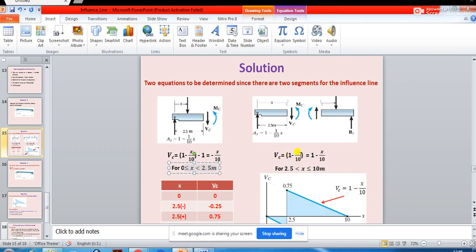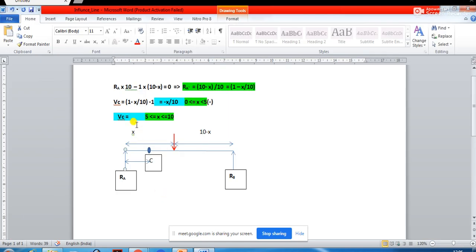If you observe this diagram, this is your reaction. So Vc is acting in this way, Mc is acting this way. On the other part, this load has moved over here. If you consider this portion of the free body only, what will be the value of Vc? Vc will be equal to Ra, and thus your Vc is just equal to Ra, which is nothing but 1 minus x upon 10. Is it clear?